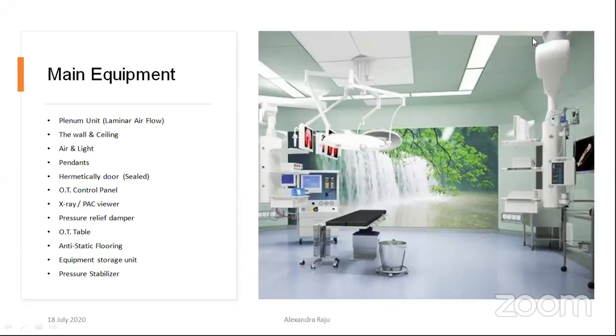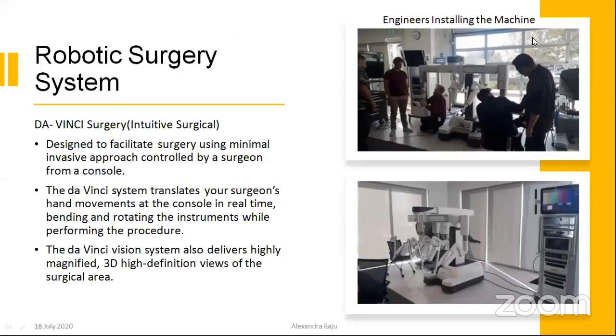So we can see what equipments are available in an operation theater. Next slide, sir. So it's a new advancement in surgery. It's a robotic surgery system. It's not that a robot is doing the surgery. It's equipment which is controlled by a physician or a surgeon. This type of surgical equipment is developed for minimally invasive surgery. And this is a Da Vinci surgery system from Intuitive Surgical. We can see from that picture engineers installing the machine. In the below picture, we can see the four arms for this robotic system.